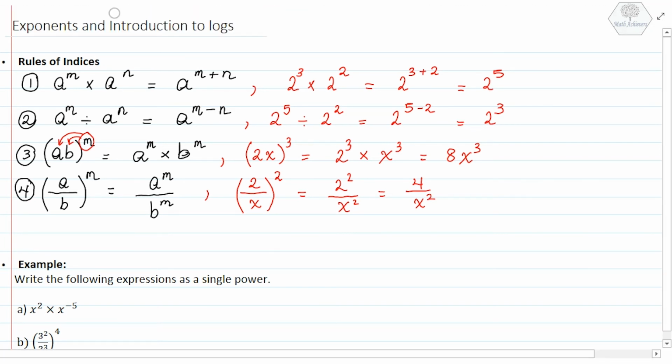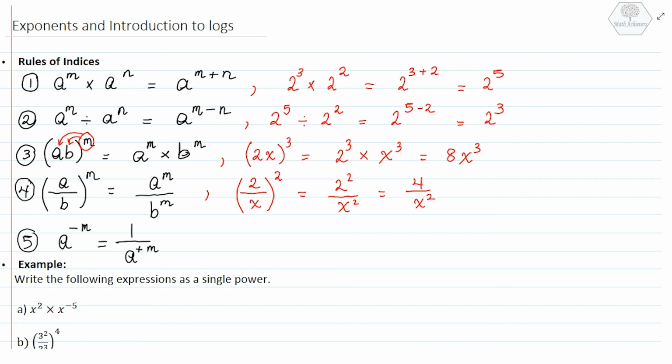The last rule we'll be talking about is when I have m to be negative. Let's say I have a to the power of negative m. When I have the power to be negative, I simply take the a from the numerator to the denominator and I flip the power to be positive. So this is equal to 1 over a to the power of positive m.